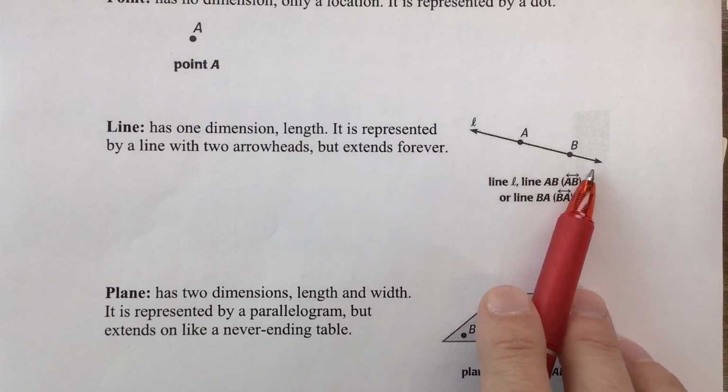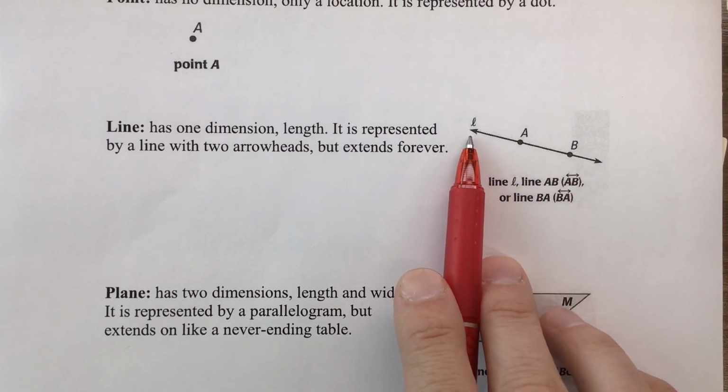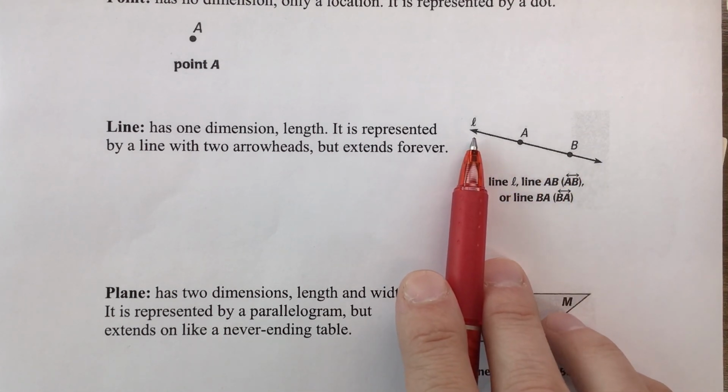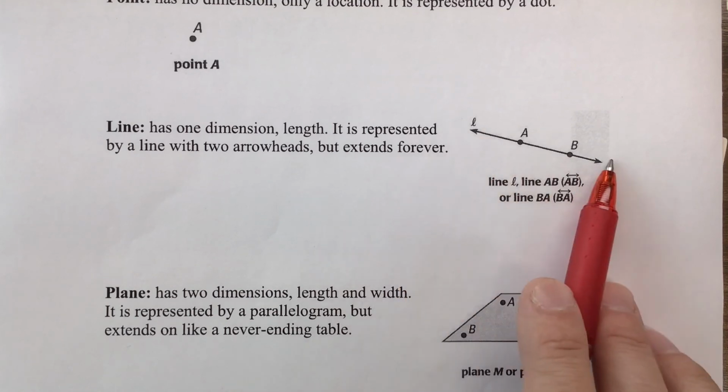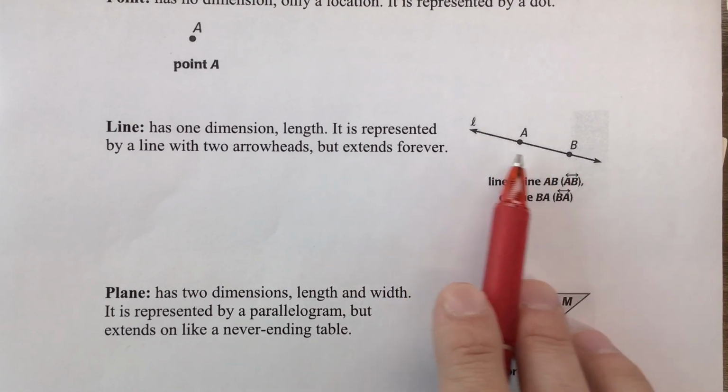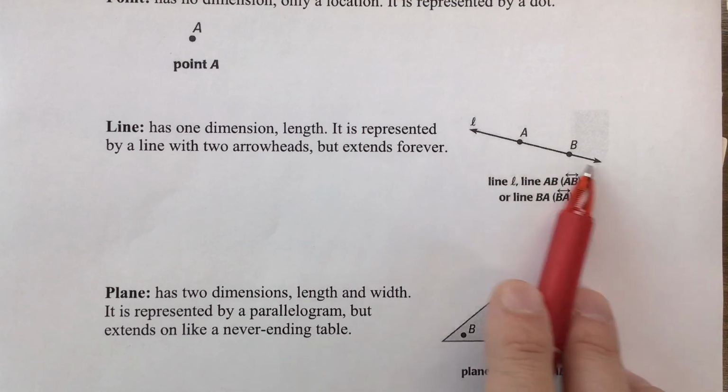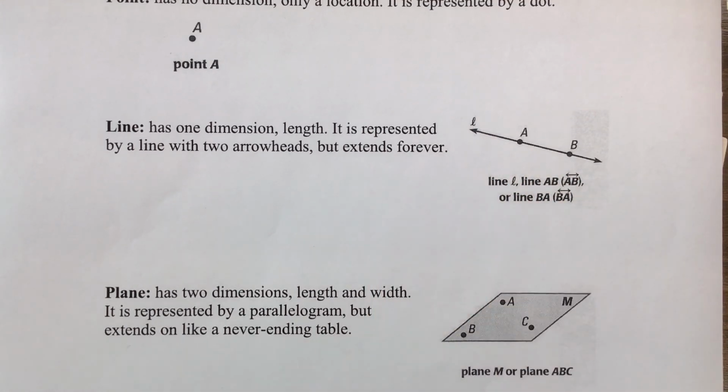This is a picture of a line. One of the most important things that you're going to see with lines and diagrams is that they have these little arrowheads on the end of them. It indicates that the line is going to go on forever. It's going to extend in both directions forever.